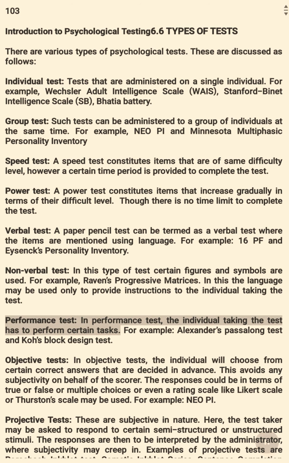Performance test. In a performance test, the individual taking the test has to perform certain tasks. For example, Alexander's Pass-Along test and Kohs' Block Design test. Objective tests. In objective tests, the individual will choose from certain correct answers that are decided in advance. This avoids any subjectivity on behalf of the scorer. The responses could be in terms of true or false or multiple choices, or even a rating scale like Likert scale or Thurstone scale may be used. For example, NEO-PI.